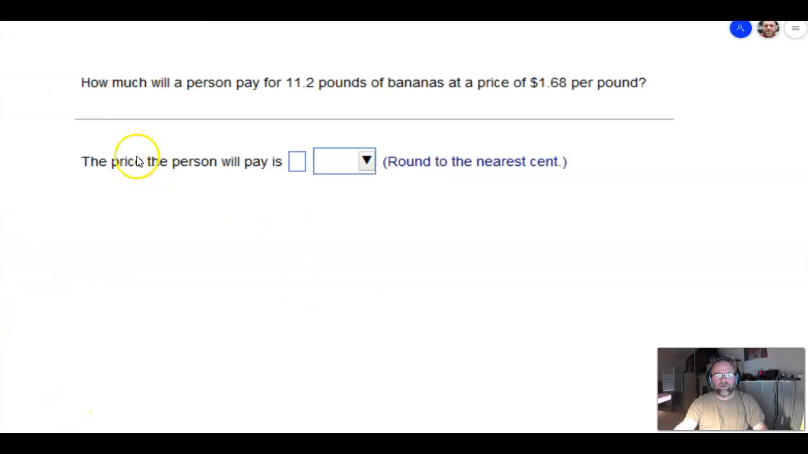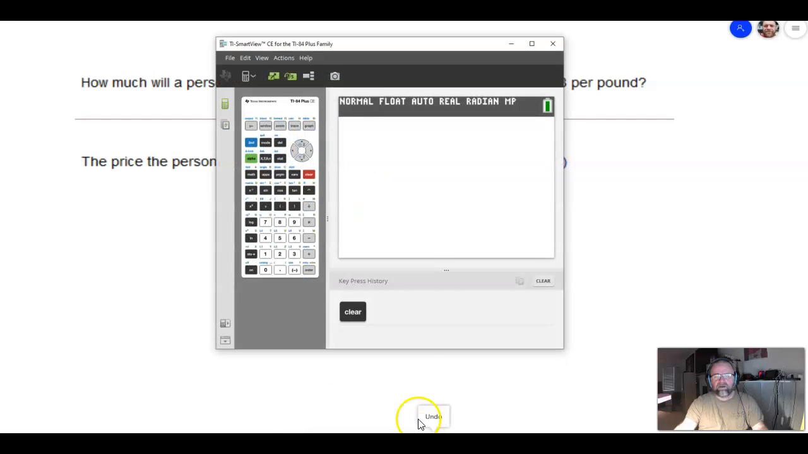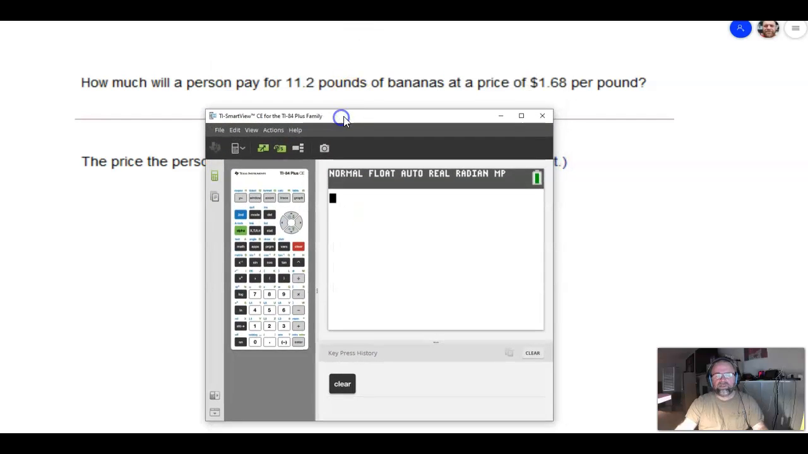All right. Okay, for the next one here, it says, how much will a person pay for 11.2 pounds of bananas at a price of $1.68 per pound? And the keyword here is of. Of is going to tell us to multiply these to find the total price. So what I'm going to do here is take out my calculator and just multiply those two quantities together.